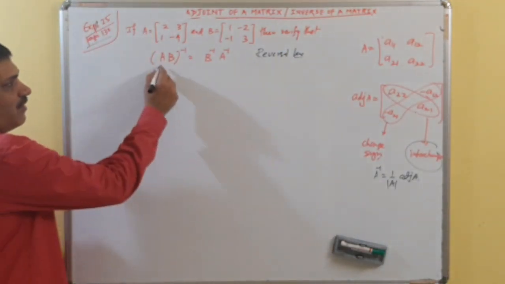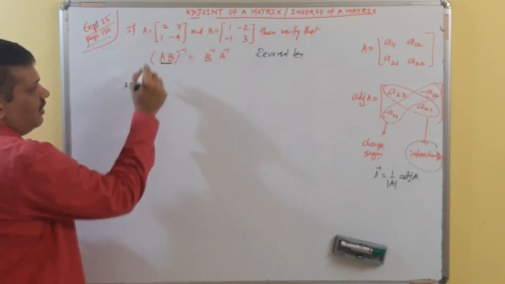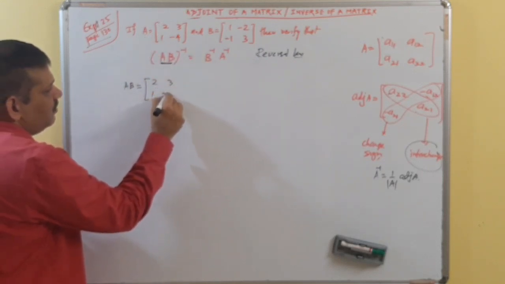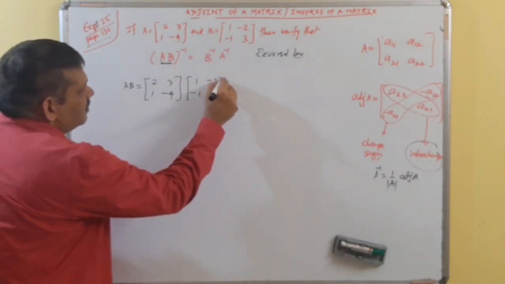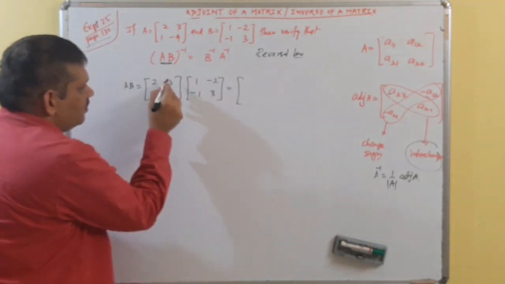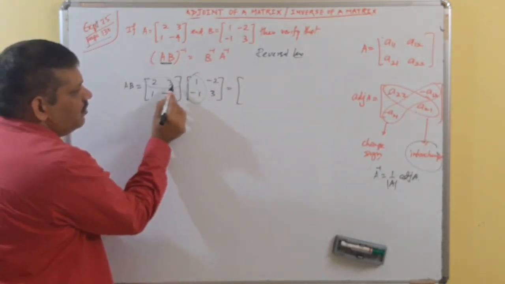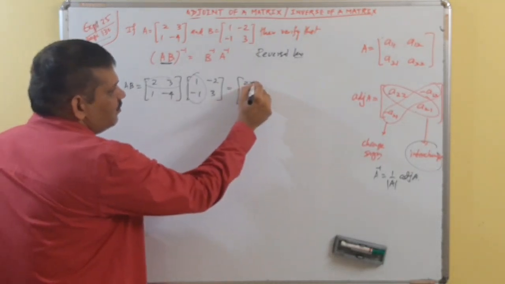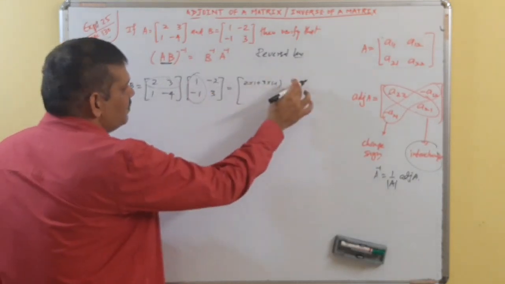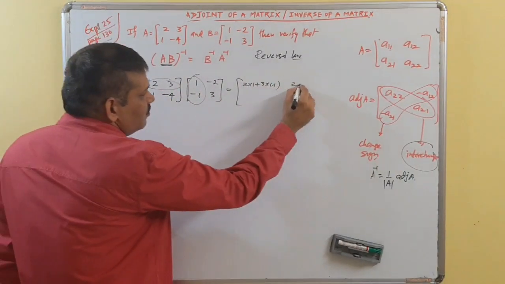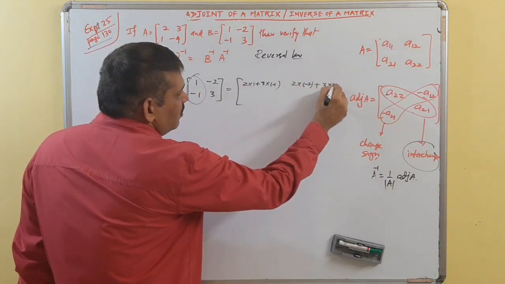To find the left hand side, first of all we need to find AB. So we have A, this is 2 3 1 minus 4, into B, that is 1 minus 2 minus 1 3. Now to find the product, this row will be multiplied by the corresponding elements and added: 2 into 1 plus 3 into minus 1. Now this row will be multiplied by the next column, which gives 2 into minus 2 plus 3 into 3.